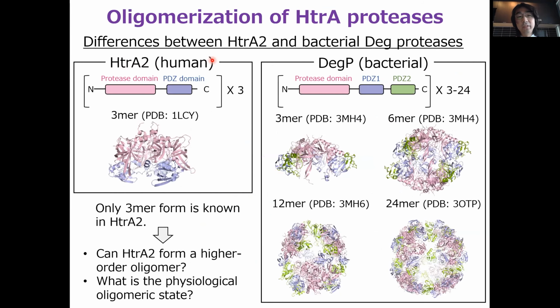Another important feature of this HtrA protease family is that this protease usually functions as an oligomer. For example, in the case of bacterial DegP protease, DegP is known to form a wide range of oligomers from trimer to 24-mer. However, in the case of human HtrA2, only a trimeric structure has been reported, and the formation of higher oligomers is not reported in the literature. So the question is, can HtrA2 form a higher order oligomer? And if so, what is the physiological oligomeric state of this protease?